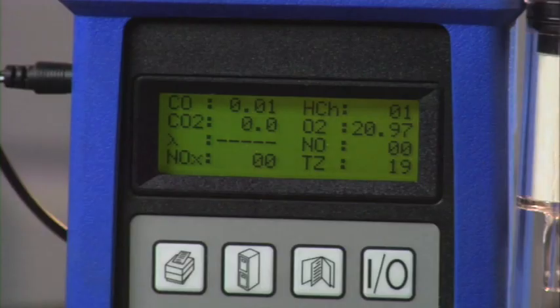Before performing our test on the vehicle, we want to make sure our gas analyzer is calibrated. We want to make sure we have 20.7% oxygen or above. Also, the other gases should be real close to zero.